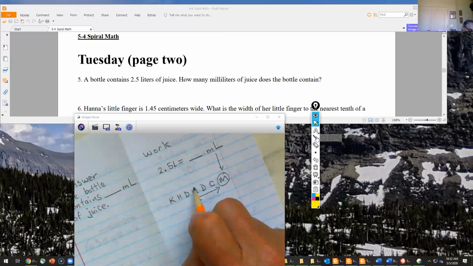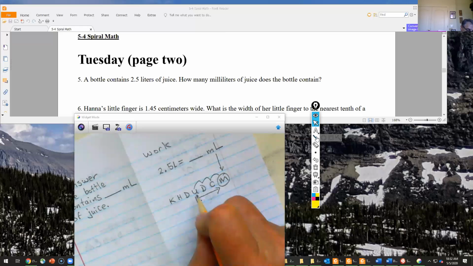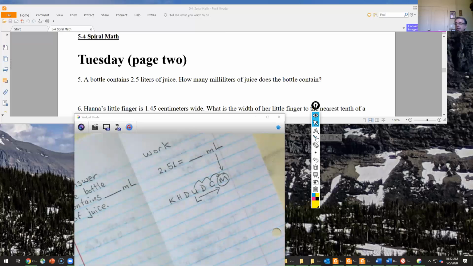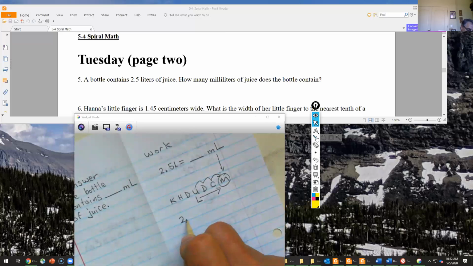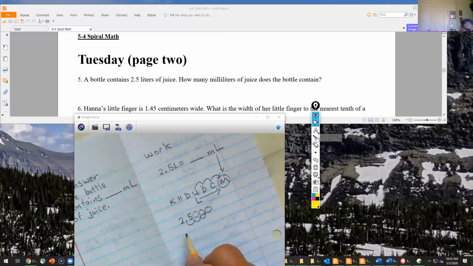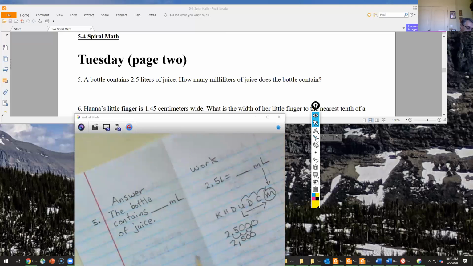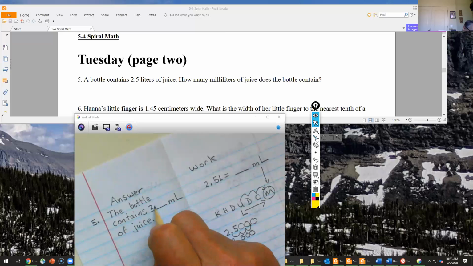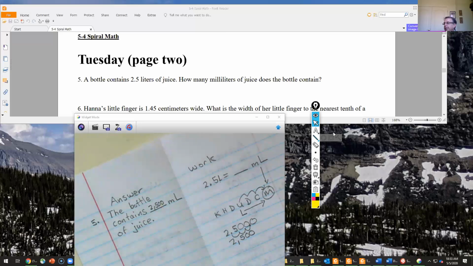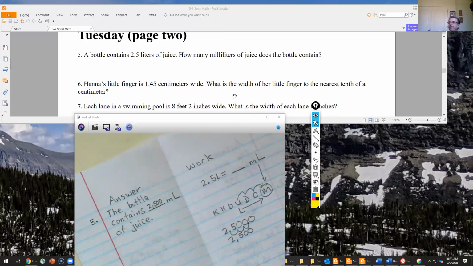And I'm going to count 1, 2, 3 jumps to get from liters to milliliters. So that means I'm going to move my decimal 3 spaces to the right. So I'll go ahead and rewrite my decimal down here. I'm going to go ahead and annex a few zeros because it'll help me to move my decimal a lot easier. And I'll go from left to right. 1, 2, 3. Now I've got, instead of 2 5/10 liters, I've got 2,500 milliliters. And it's important to use a comma here instead of a decimal. And I'll go ahead and write that into my answer sentence. The bottle contains 2,500 milliliters of juice. All right, we're going to go ahead and move on down to number 6.